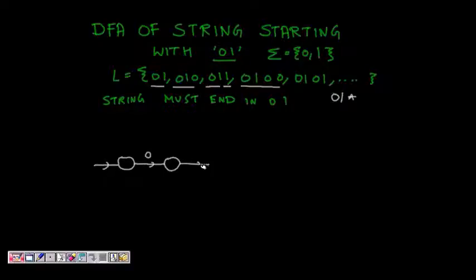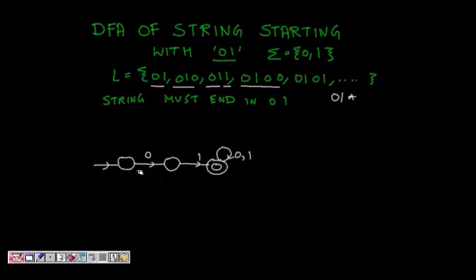Next I must get a 1, and if I get this, I am done. I have reached what I need to accept. So this reaches the accept state, and after that whatever you get is fine for me. So 0 comma 1, whatever you get, that's fine. So I should get a 0, then a 1. After that I can get anything, that's fine for me. I will be in the accept state.